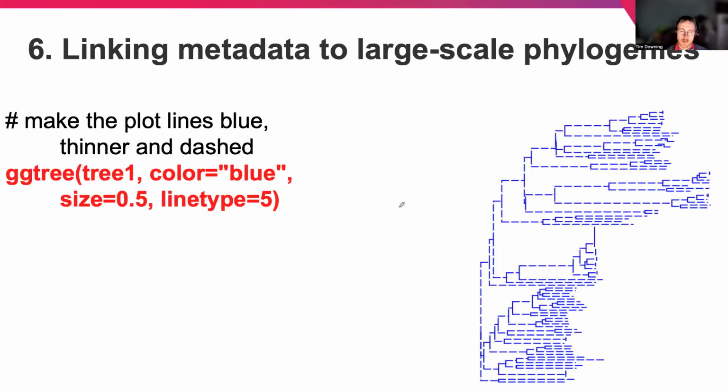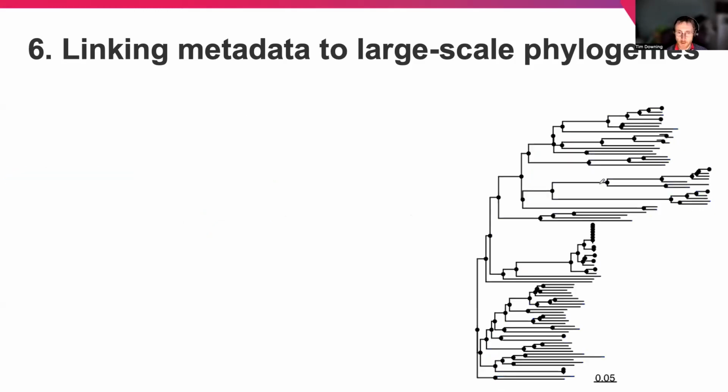Furthermore, we can add different parameters into the initial function ggtree to make it, say, color blue. We can change the line type to be, for example, dashed like this. We can change the sizes again to be smaller and bigger as suits our needs. We can add more things onto it.